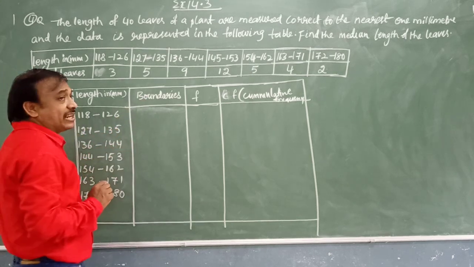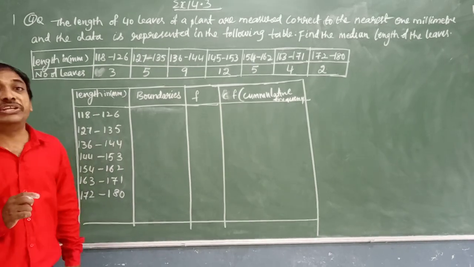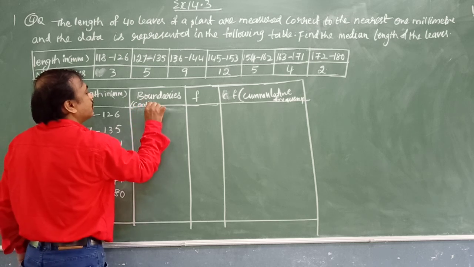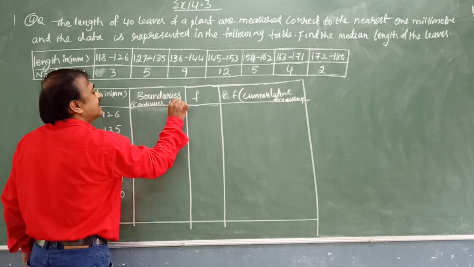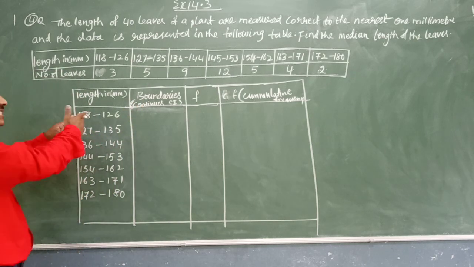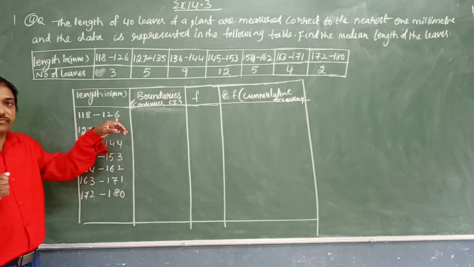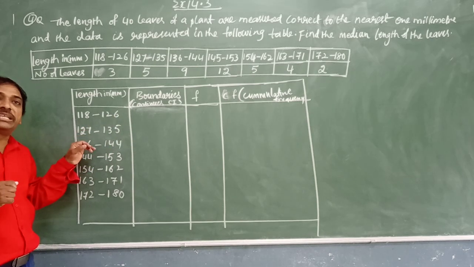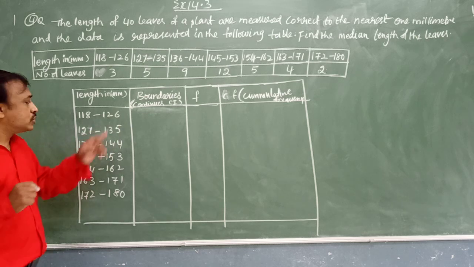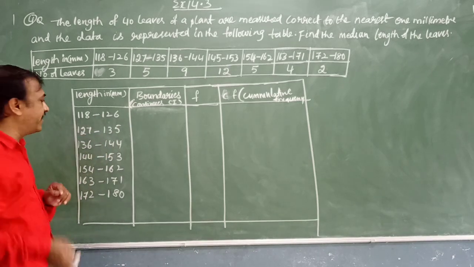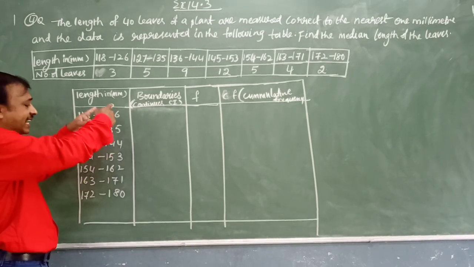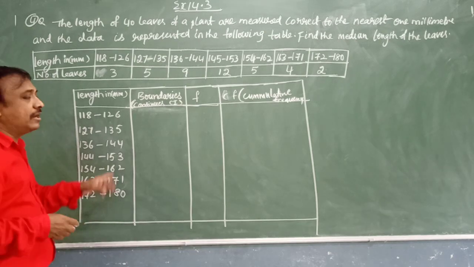Now boundaries. How to calculate the boundaries? That is nothing but continuous class intervals. We are converting to continuous class intervals. This is discontinuous data. See the upper limit of the first class interval and the succeeding lower limit, 126 and 127. The difference is how much? 1. So half of 1 is 0.5. Subtract 0.5 from all lower limits. Add 0.5 to all upper limits.